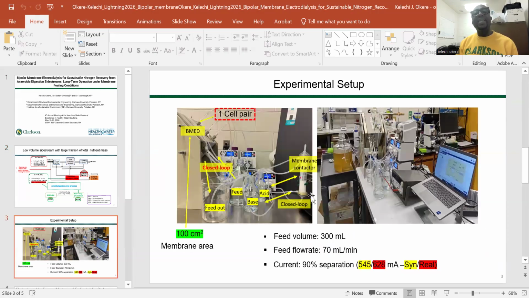So this is our experimental setup. We have the membrane model, a one-cell pair. The membrane area here is 100 centimeters square. The feed volume is 300 mL.